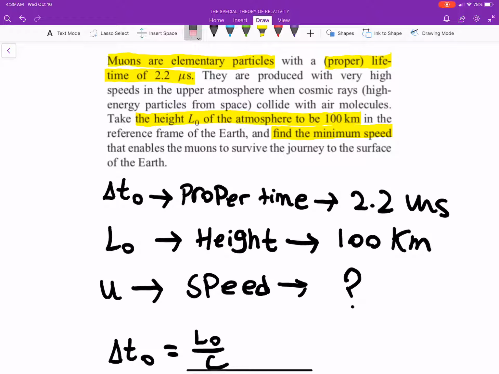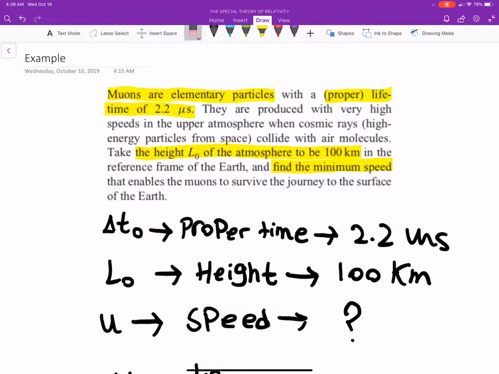Okay, so we're going to do a practice example using some of the time dilation concepts that we talked about earlier. In this case, we're looking at muons. They are elementary particles with a proper lifetime of 2.2 microseconds, and they are produced with very high speeds in the upper atmosphere when cosmic rays, high-energy particles from space, collide with air molecules. Take the height, L0, of the atmosphere to be 100 kilometers in the reference frame of the Earth, and find the speed that enables the muons to survive the journey to the surface.